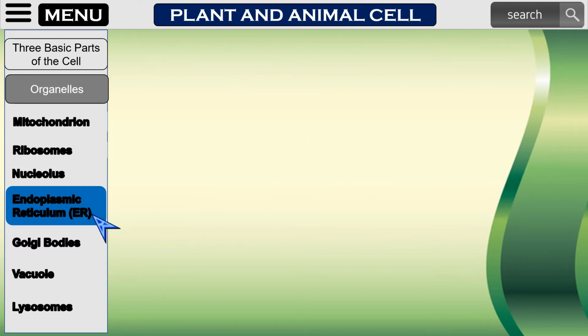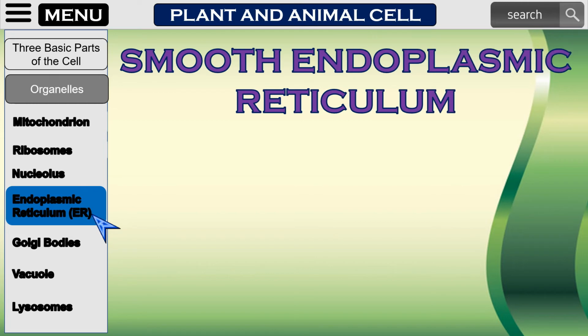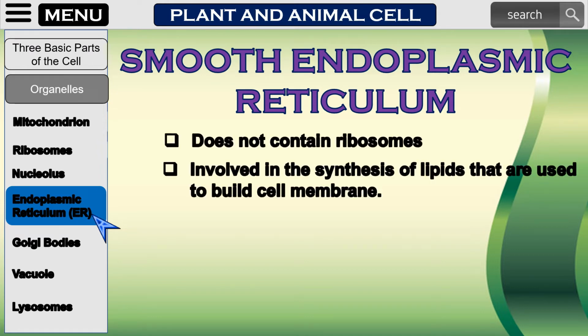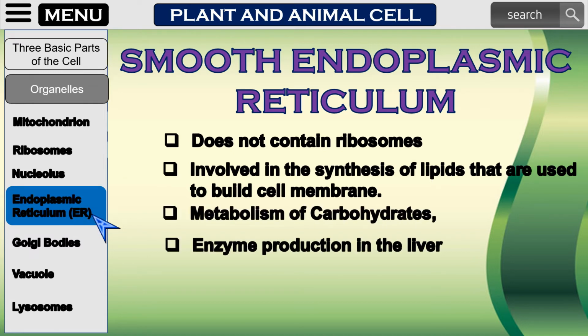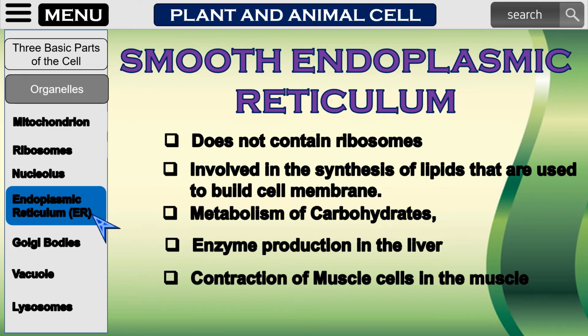On the other hand, the smooth endoplasmic reticulum appears to be smooth because its surface does not contain ribosomes. It is involved in the synthesis of lipids that are used to build the cell membrane. Other functions of the smooth endoplasmic reticulum include metabolism of carbohydrates, enzyme production in the liver, and contraction of muscle cells in the muscle.